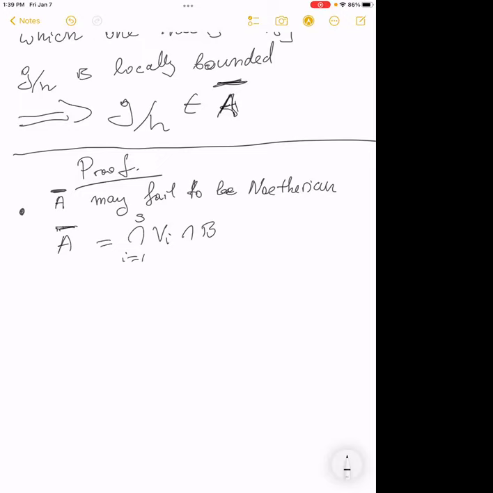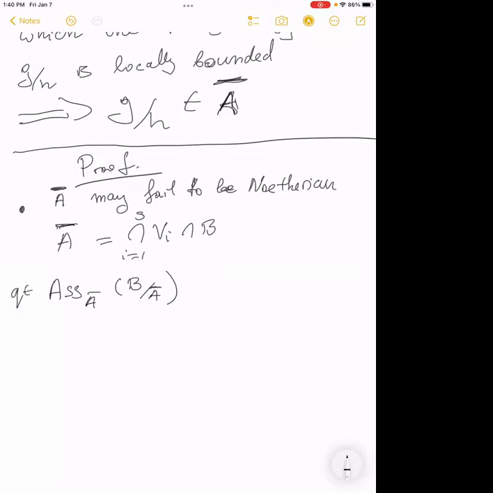So what are these V_i's? These V_i's are very special. So here I will look at the set of associated primes of this quotient. So I look at the quotient of B and A bar, and I look at the associated primes of this quotient viewed as an A bar module. A bar may not be Noetherian. So it turns out that if Q is an associated prime here, then A bar localized at Q, denoted by V_i, is a DVR.